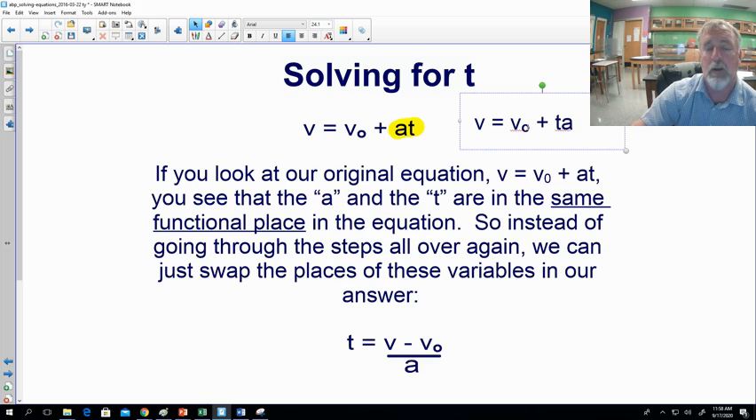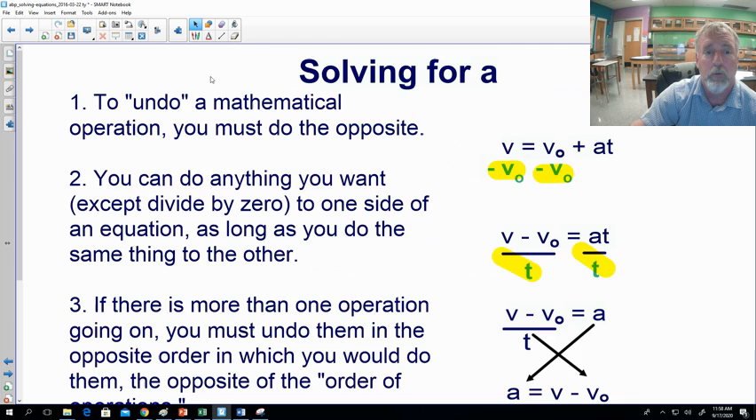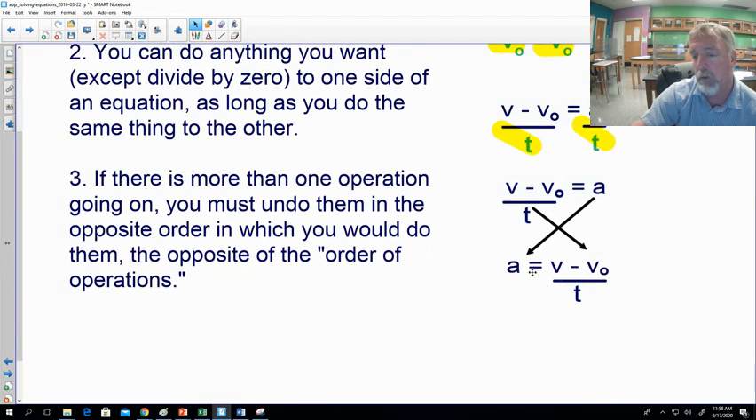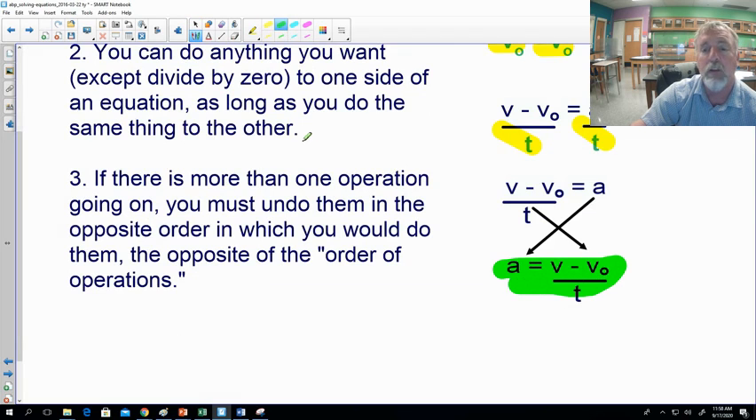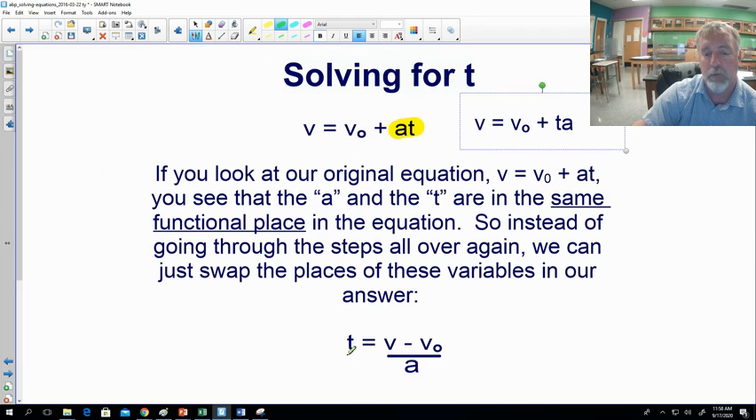Because of that, we can look at what we just did in solving our equation above for a, and all we got to do is swap the t and the a. So we look at our equation above. What did we do here? Here's what our function looks like when we solved it for the a. Because we can see from our original equation the a and the t are functioning in the same way. They're in the same functional place. All we got to do is swap the t and the a in the equation we got for a, and we're going to have the equation for t.